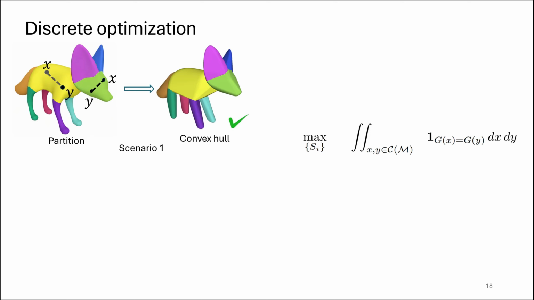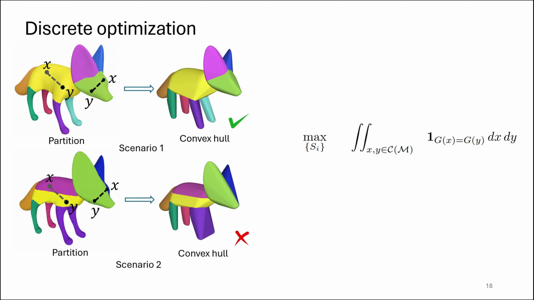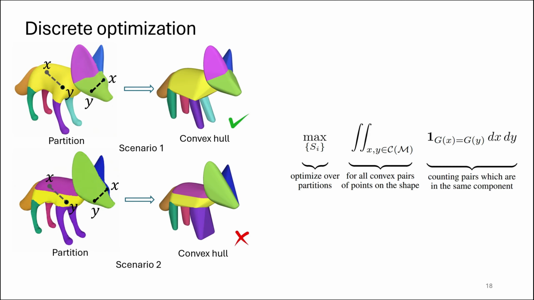Intuitively, a good decomposition maximizes the number of convex pairs that belong to the same components, such as in scenario 1, where convex pairs shown as x and y all belong to the same components, but not in scenario 2, where convex pairs are located at different components. So we optimize for a good partition such that for all the convex pairs of points on the shape, we want to make the convex pair within the same components as much as possible.